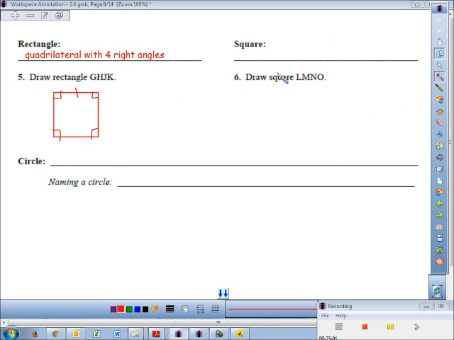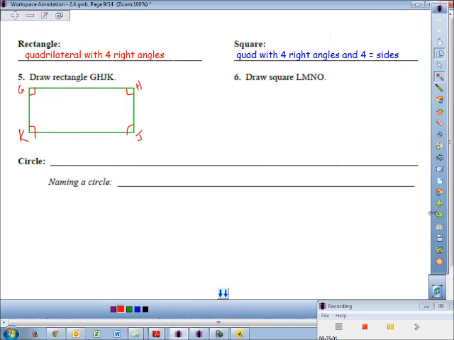What's a square then, by definition? Can you figure it out? What shape is it, first of all? Quadrilateral? What's it got? 4 right angles and 4 equal sides. Quadrilateral with 4 right angles and 4 equal sides.